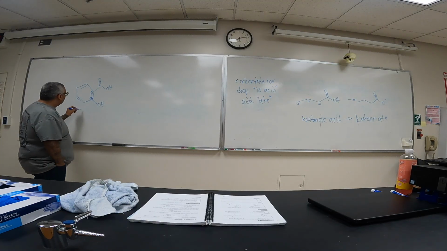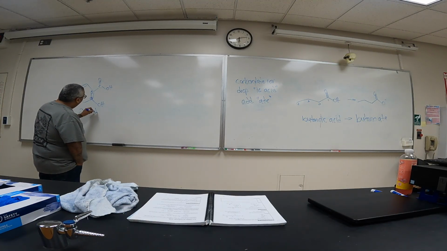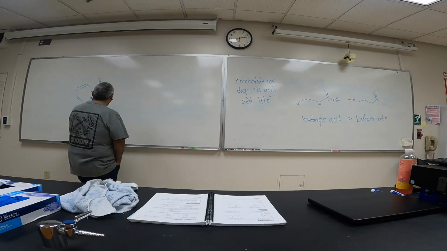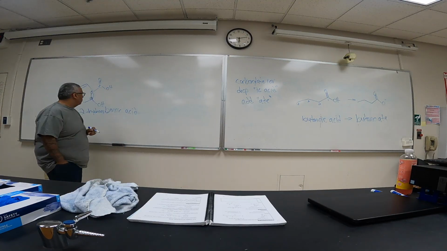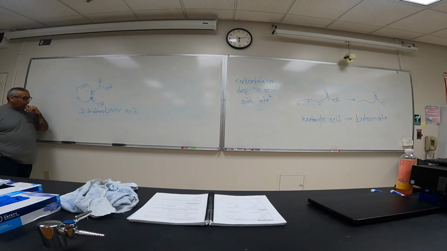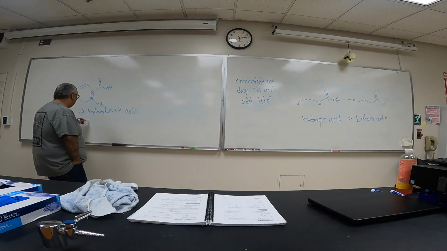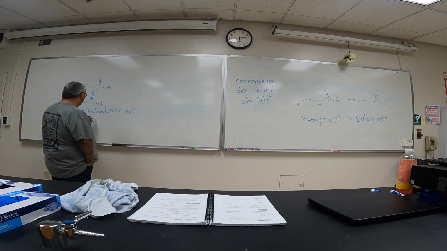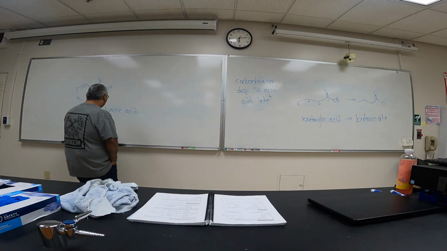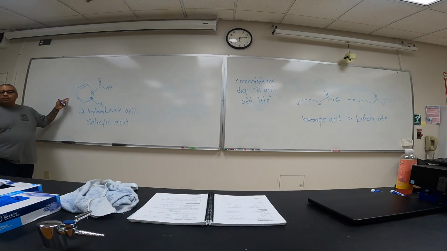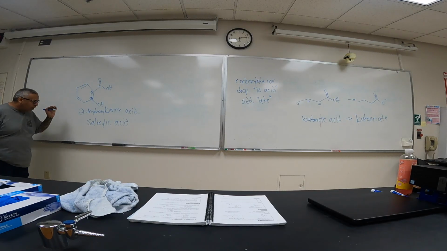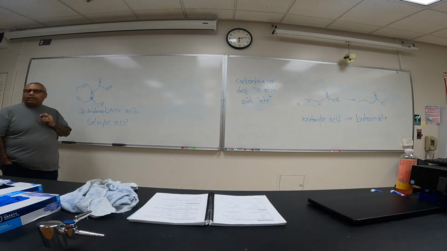I'm going to name this for us. So this is 2-hydroxybenzoic acid. This also has a common name. If anybody has tried to get rid of a wart, they may have used salicylic acid, right? So it's commonly known as salicylic acid, but the IUPAC naming is 2-hydroxybenzoic acid.